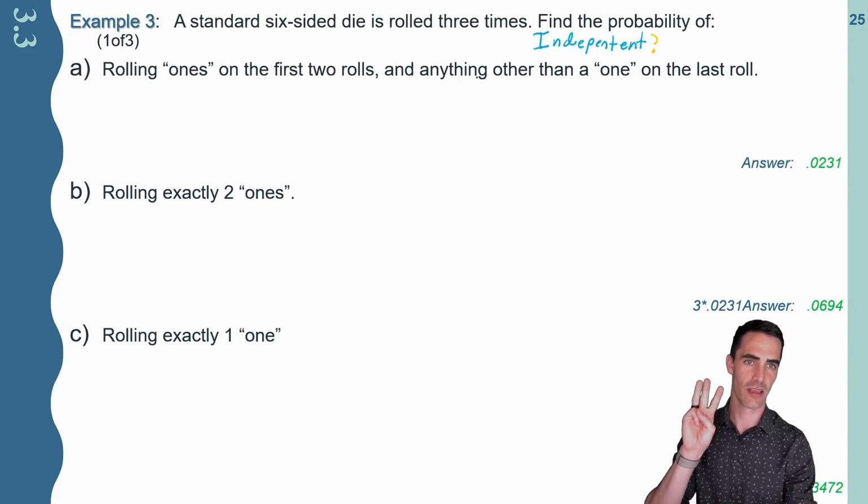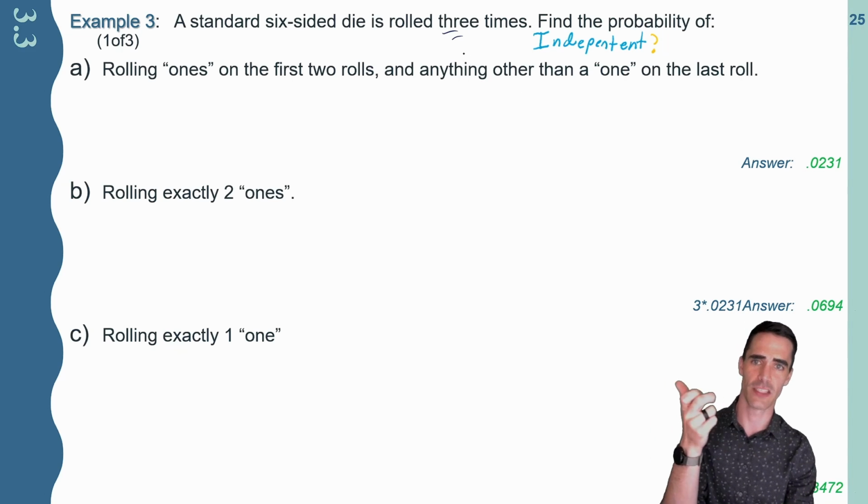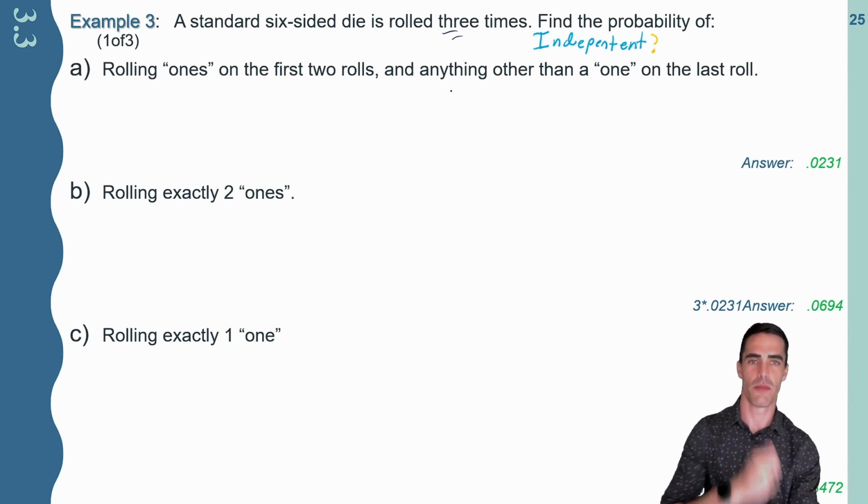This is one of the most fundamental independent events, and that's rolling a standard 6-sided die. We're going to roll this die 3 times, and I'm going to find some probability. So when I think of rolling that die 3 times, again, I have that die, I roll it, then I pick it back up.